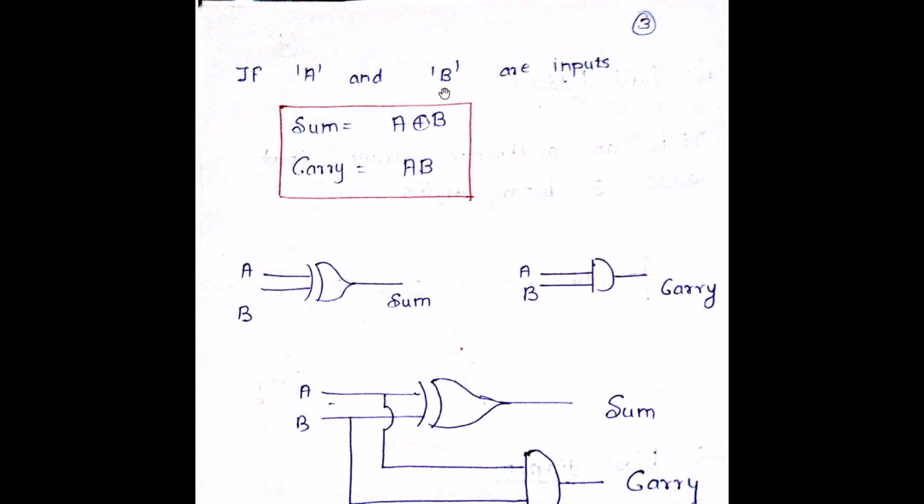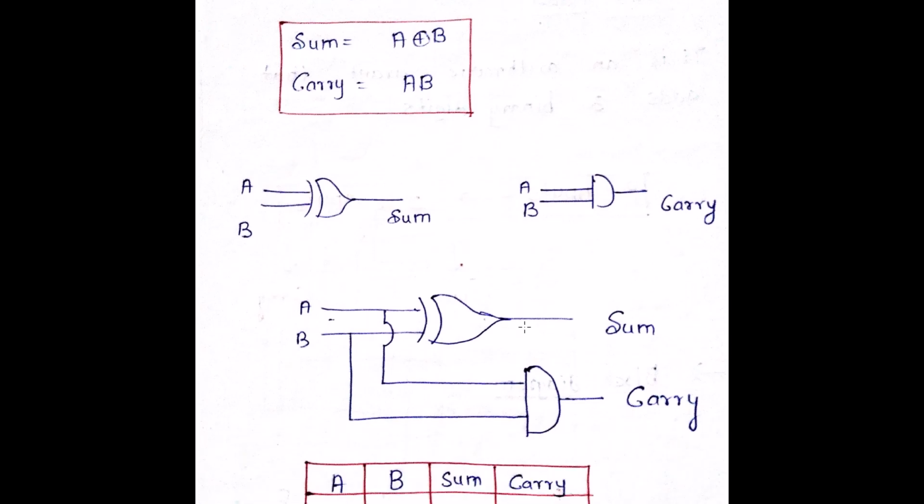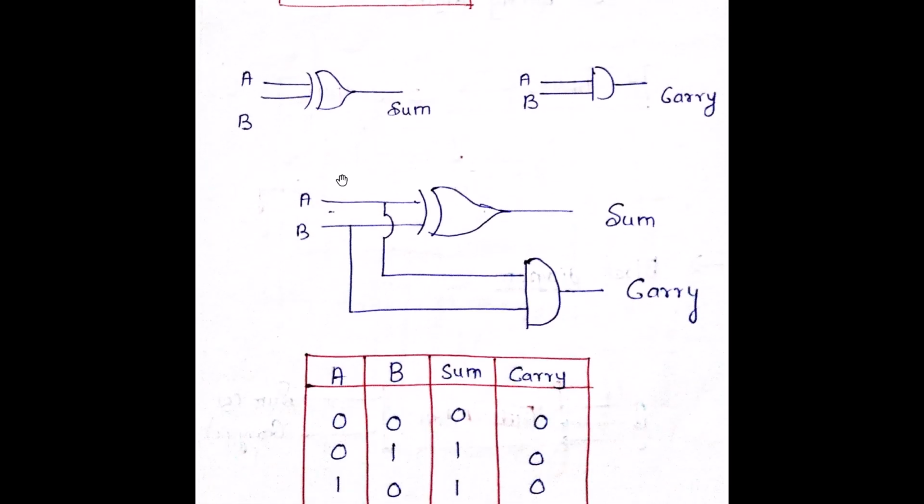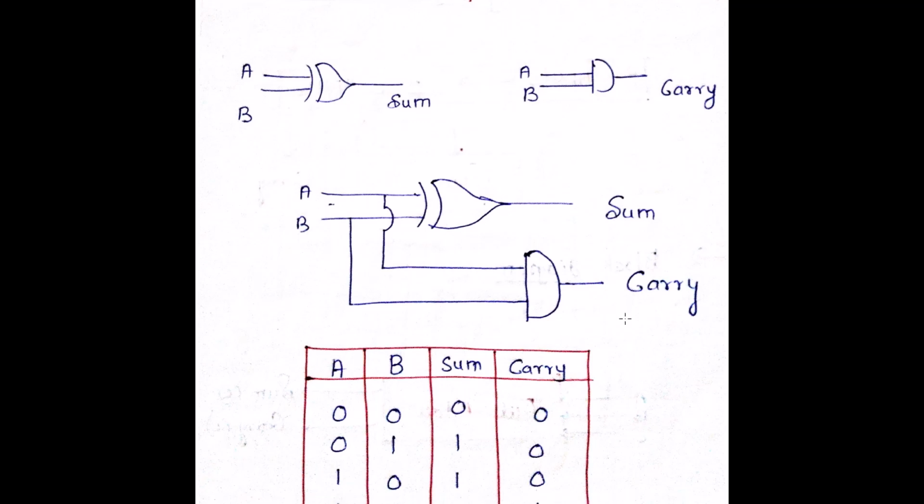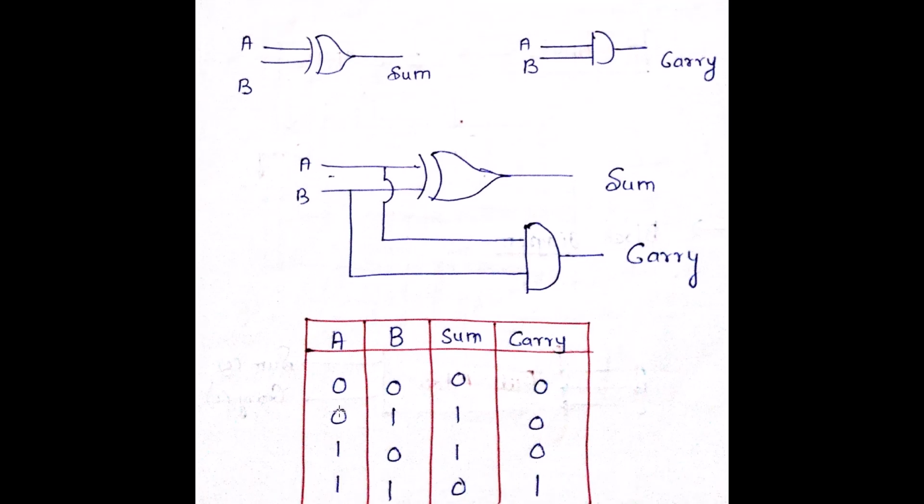The inputs are A and B. The sum is A XOR B and the carry is A into B. So this is the sum, which is given as A XOR B, and the carry is given as A into B. If you have to put it in one particular logic diagram, you can put it as this, in which you have the same inputs A and B giving the sum and the carry. As I told you, if we have two inputs, the combinations possible are 00, 01, 10, 11. The sum is A XOR B, so that is going to be the output. The carry is going to be A into B, so that is going to be the output.